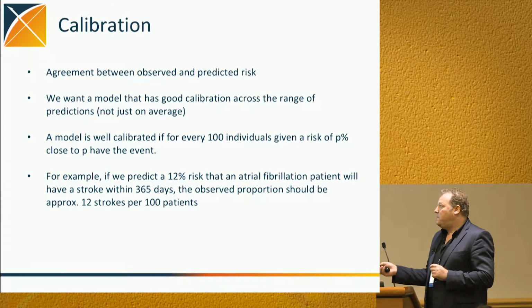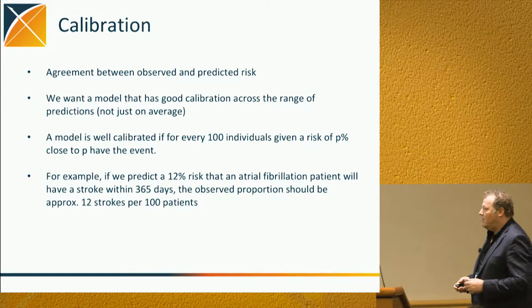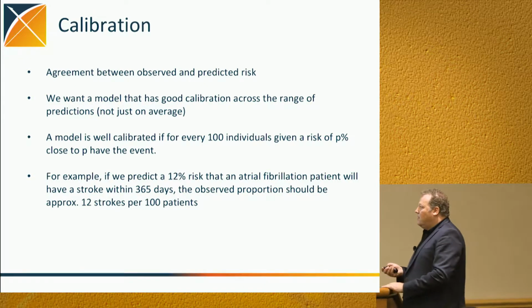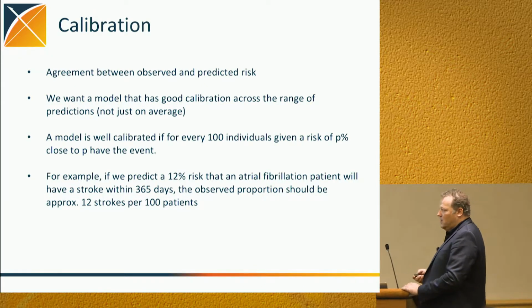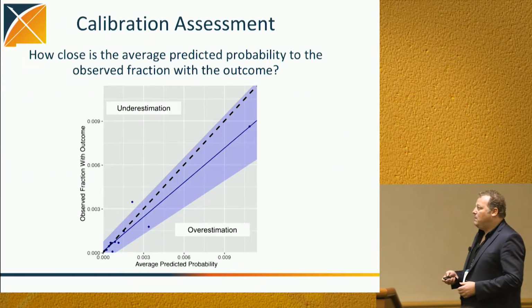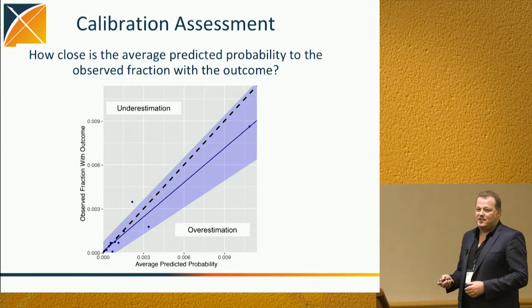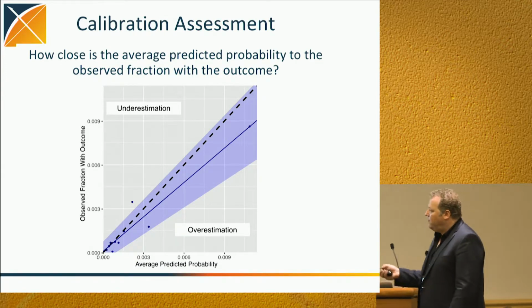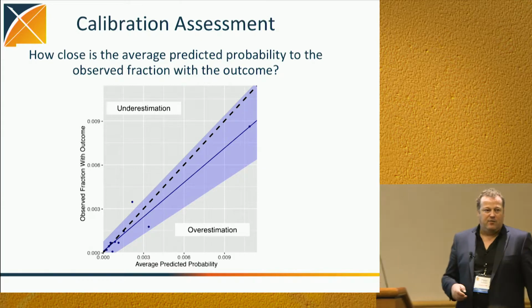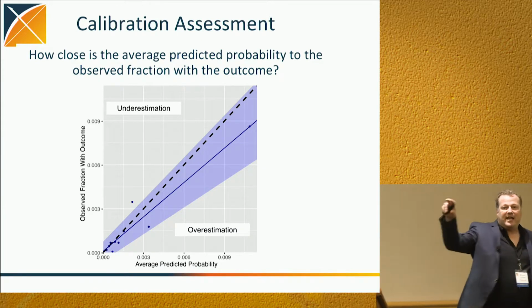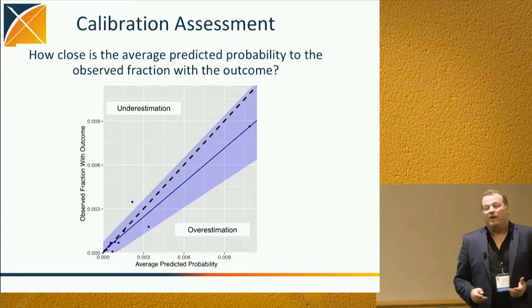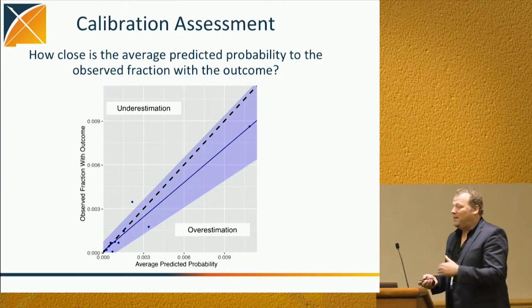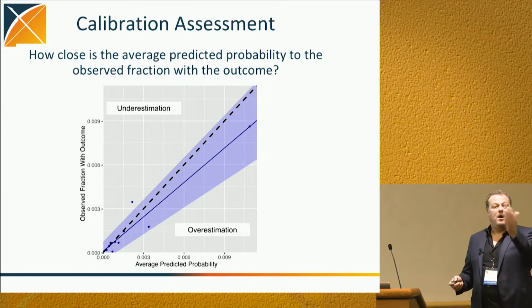So for example, if we predict 12% risk that an atrial fibrillation patient will have a stroke within a year, the observed proportion of people should also be 12 out of 100. And the calibration curve is actually visualizing that: the average predicted probability and the observed fraction of people with the outcome. If we do a very good job, everything will be on the diagonal, but that's often not the case. If we are below that curve, we're overestimating, and underestimating if we are above that curve.